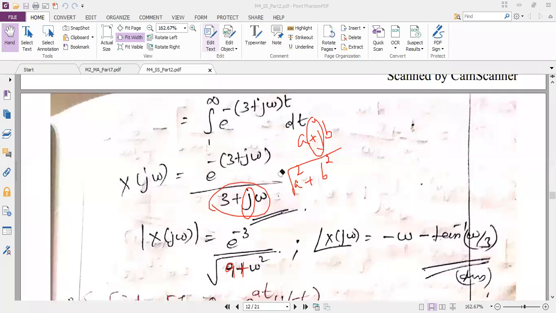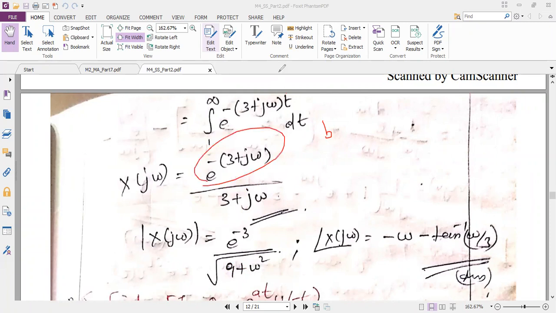What about phase? Is it possible for us to find the phase for the numerator? Is there any standard formula, or we have to analyze by ourselves and write it? For the magnitude part itself I told you only the real part we have to consider. Similarly, when I split the numerator for finding the phase, I will be getting e power minus 3 into e power minus j omega. The denominator is in the proper form, that is a plus ib or jb.